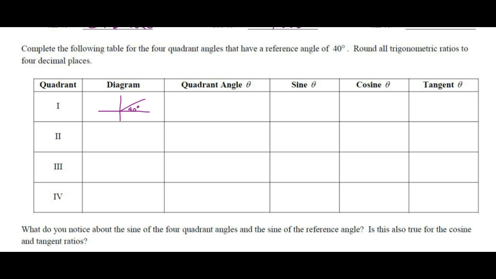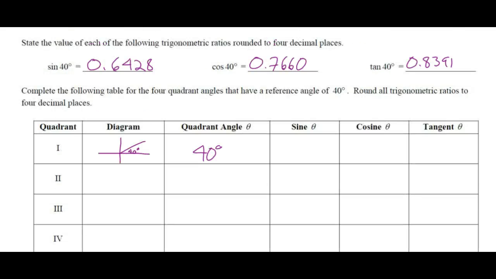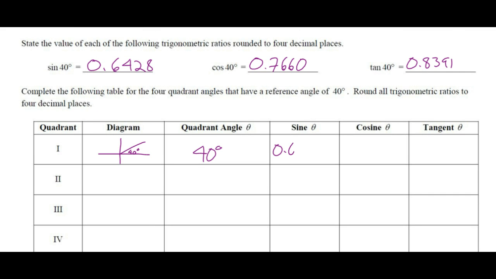What's the quadrant angle? What's the actual angle? 40 degrees, right? Quadrant 1 is nice. What's the sine of 40? Well, that's sitting up here, so we just copy that down. 0.6428, cosine 0.7660, and the tangent 0.8391.